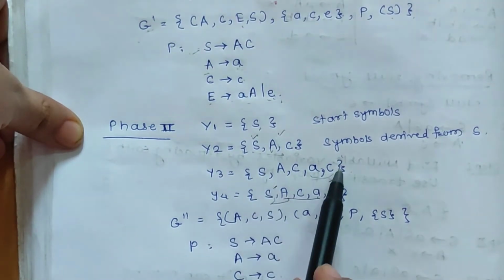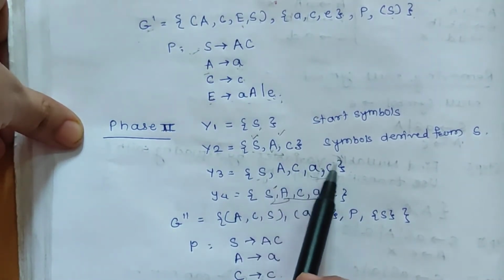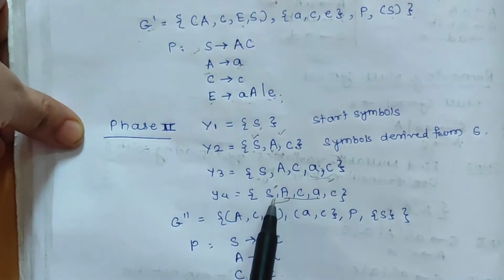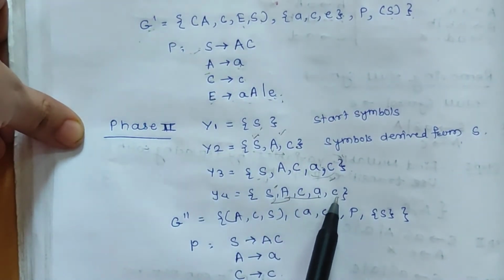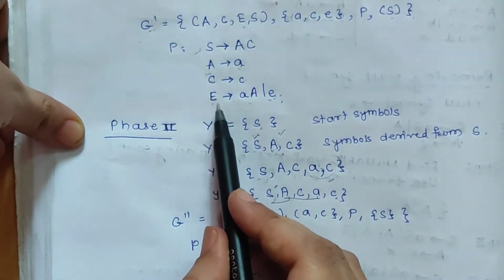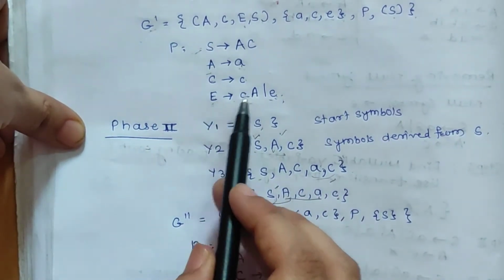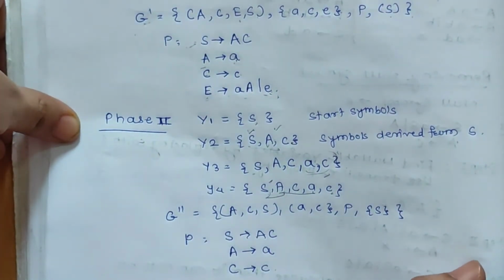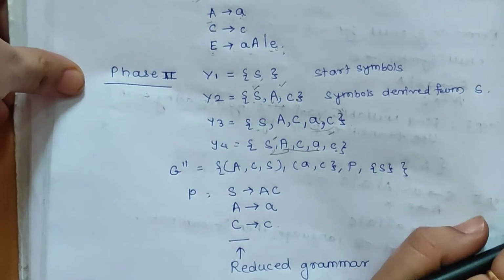Again symbols derived from these symbols, that is S, A, C, a, c, includes S, A, C, a, c. So you can see here E will be eliminated because E is not derived from this A or C. So this is the final list.